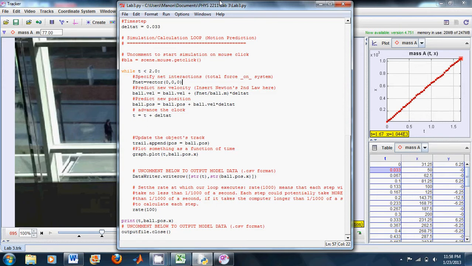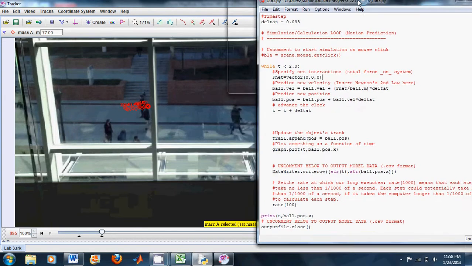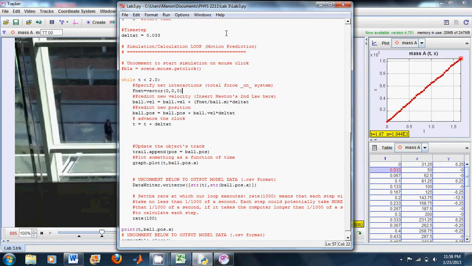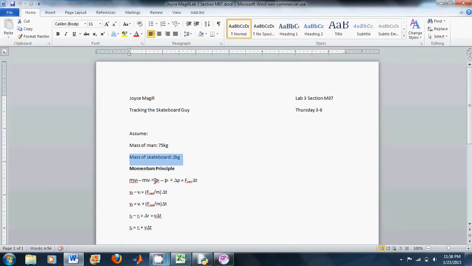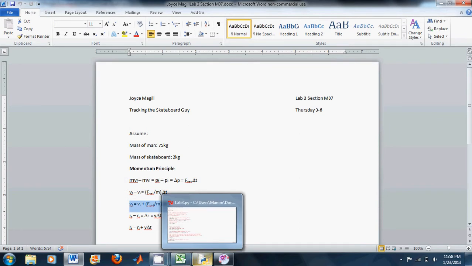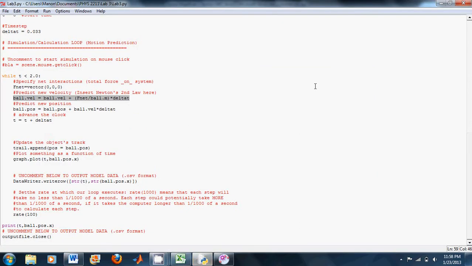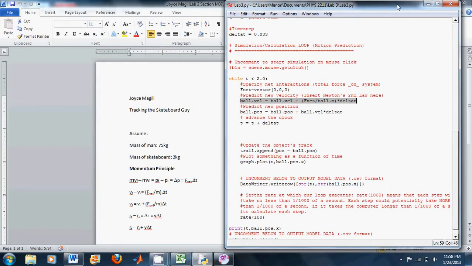So then the next thing I did, for this equation here, I used Newton's second law. Given here, I used this equation: final velocity equals initial velocity plus net force divided by mass times the change in time. And then here, to predict the new position, I used this last equation at the bottom, Rf equals Ri plus velocity times the change in time.